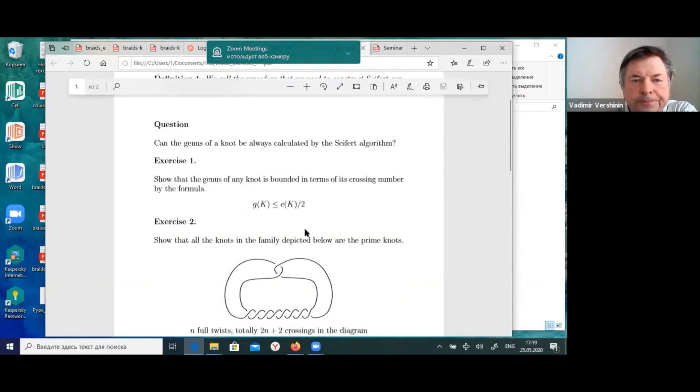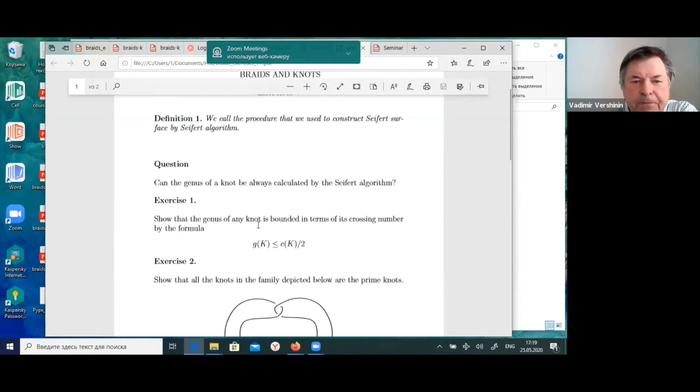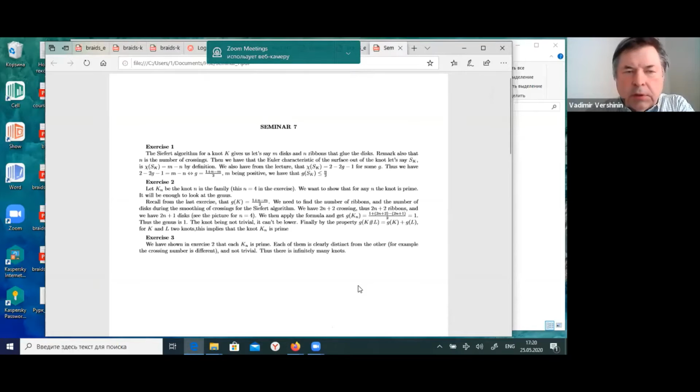So the first exercise is an estimate to show that the genus of any knot is bounded by half of the crossing number. So let us look.